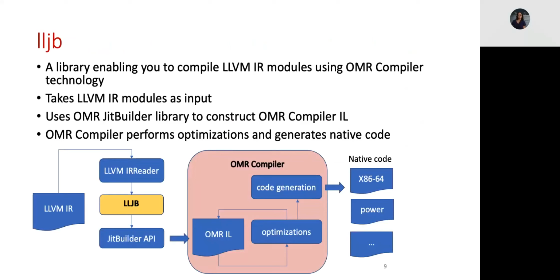So that's what Lljb does. It's a library that enables you to compile LLVM IR modules using the OMR compiler, and it takes LLVM IR modules as input and uses the JitBuilder library to generate compiler IL, and then the OMR compiler performs optimizations and generates native code for different platforms. As you can see here, we replaced the LLVM backend entirely. We just start with the LLVM IR. We use the LLVM IR reader library to convert the IR into something that we can consume. And then Lljb uses the JitBuilder API to construct OMR IL.